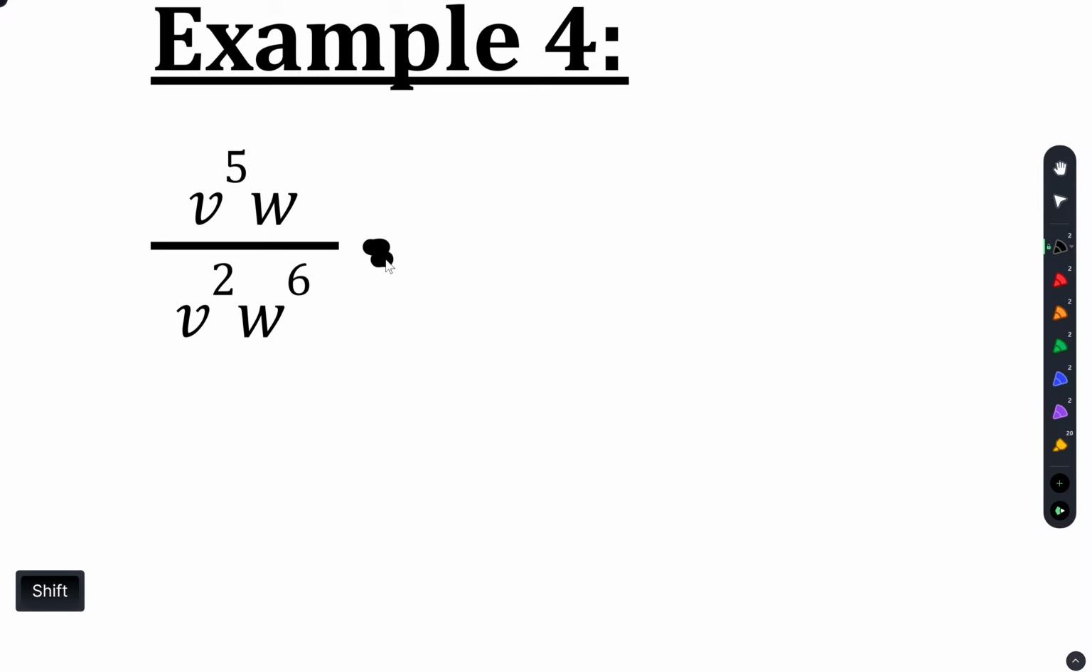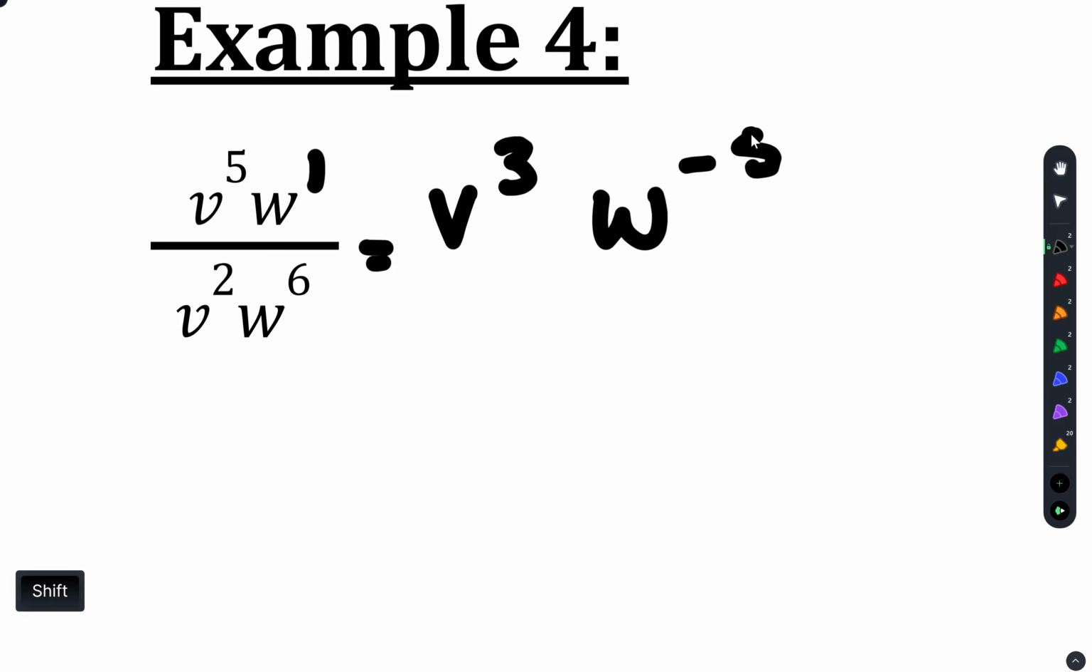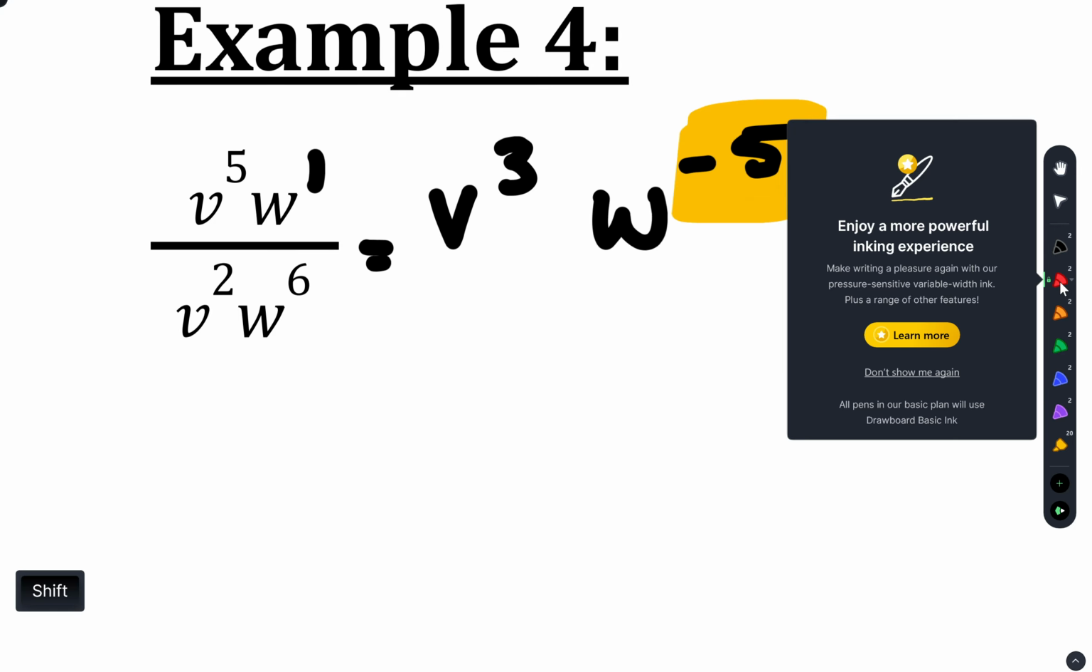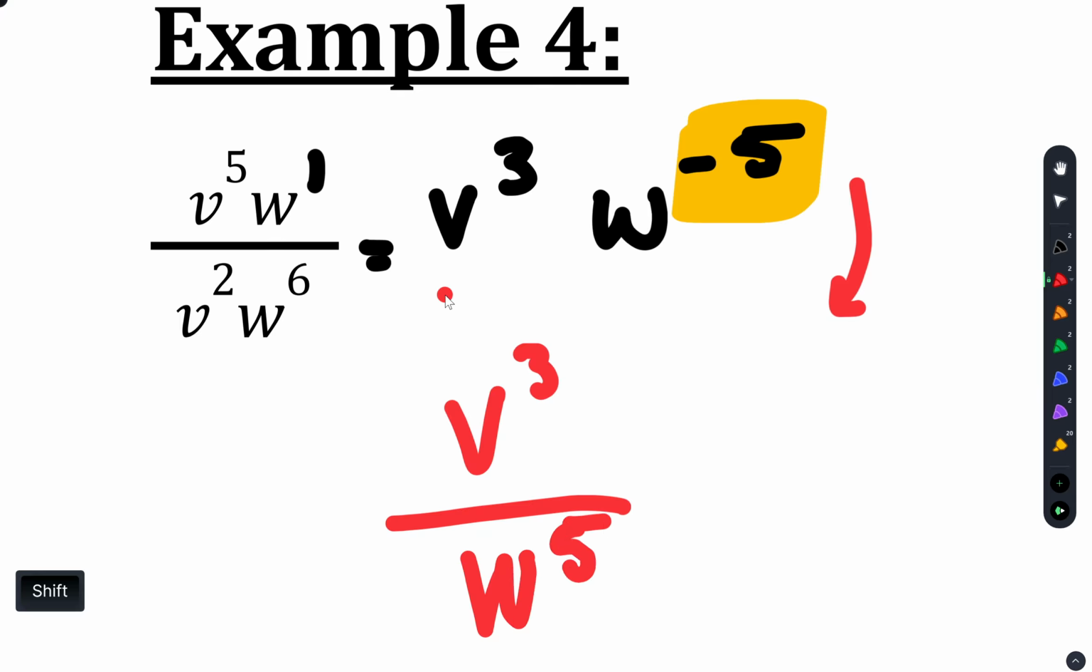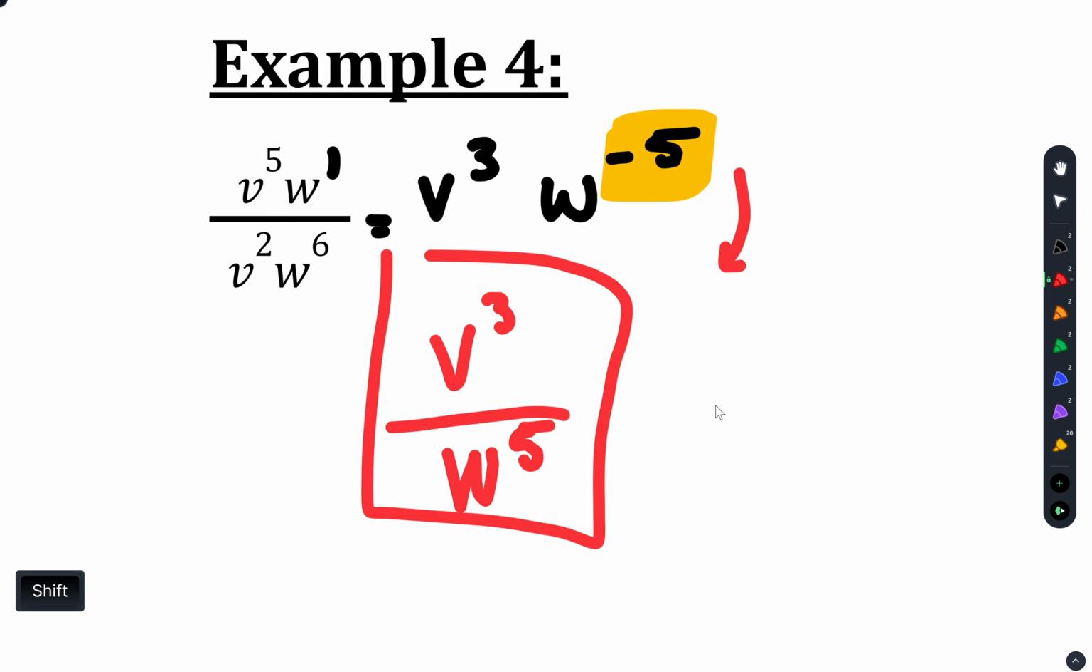When we do the subtraction, everything goes to the top. So v to the 5th minus 2 is v to the 3rd. W to the 1st minus 6 is w to the negative 5th. And hey, look, it checks out. That w has a negative exponent, so it's going to go down to the bottom. We rewrite this as v to the 3rd over w to the 5th, exactly how we said v would be in the top and w would end up in the bottom. Does that make sense? Amazing.